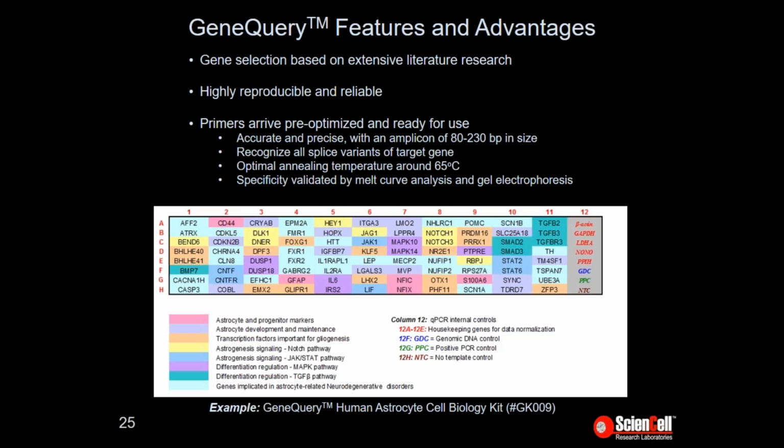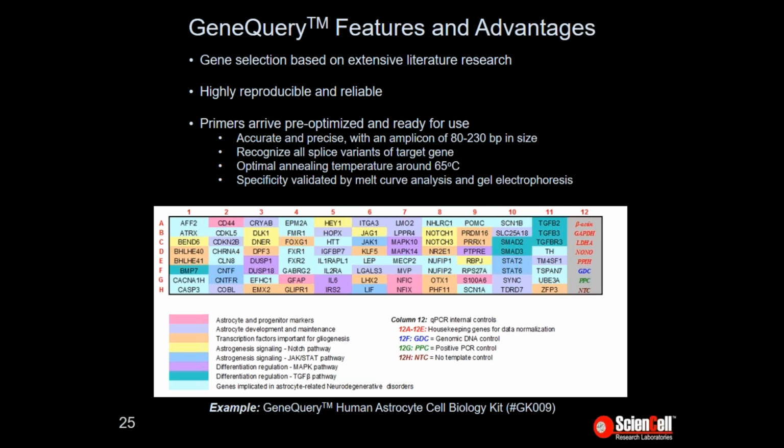So, in addition to saving you time otherwise spent designing primers, the Gene Query kits also save your resources because they only require a small amount of cDNA for fast and accurate results. As little as 0.1 nanogram of cDNA can be used per reaction to detect and quantify target gene expression. We also include 5 housekeeping genes for data normalization and 3 internal controls on every plate so you can be confident that your qPCR is working properly.